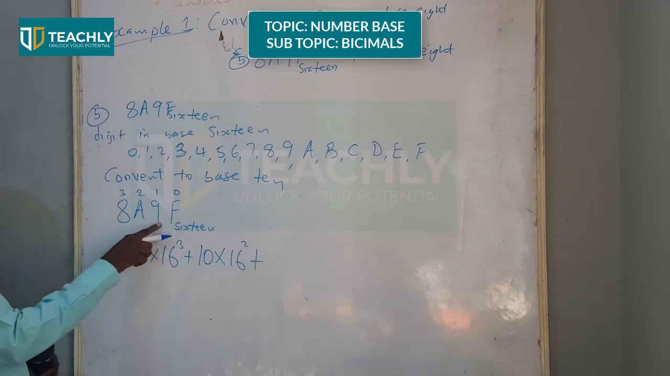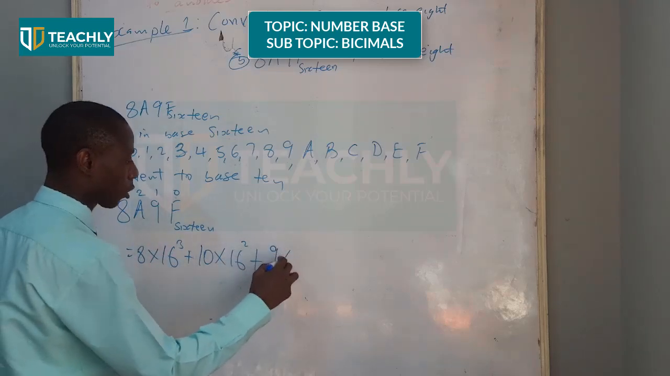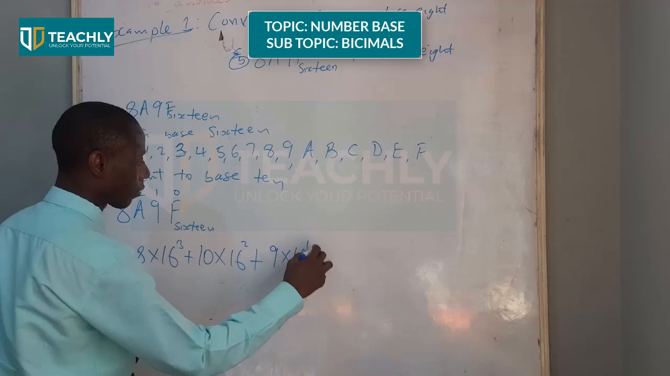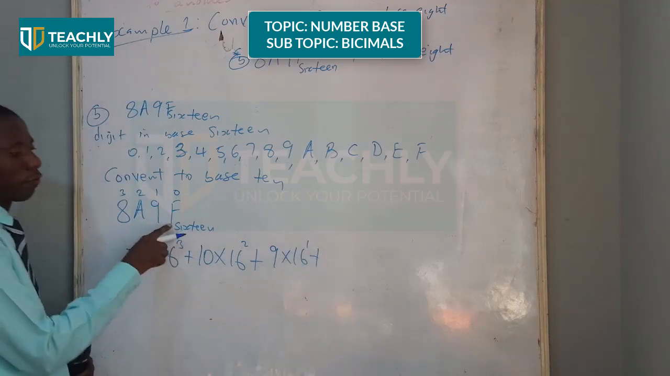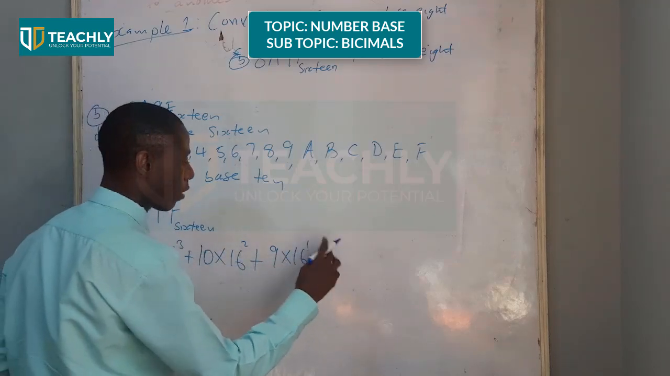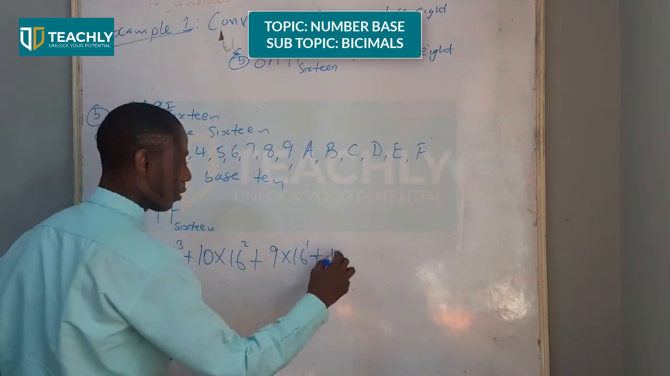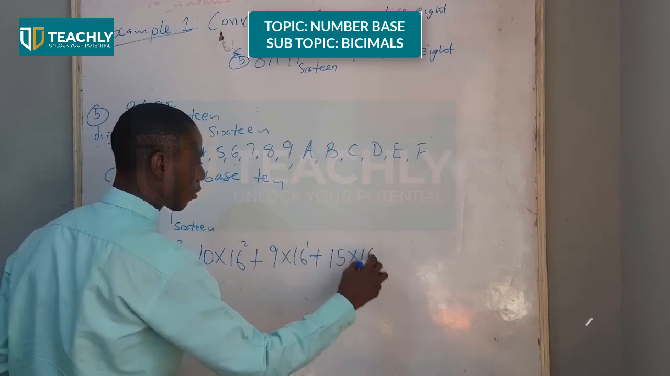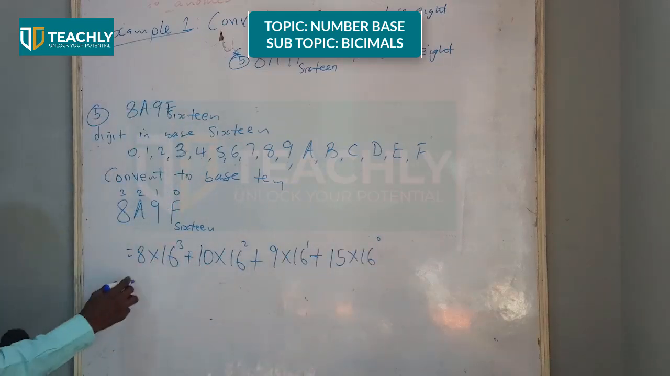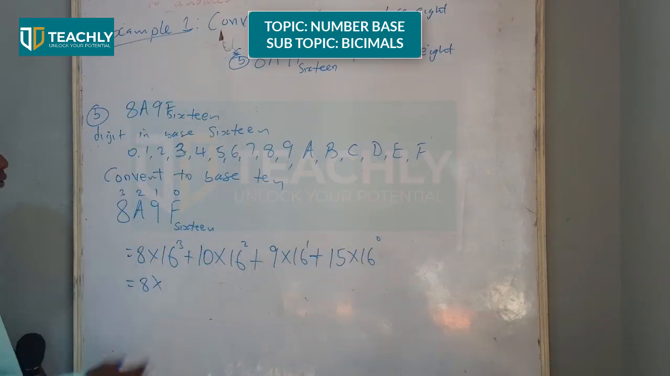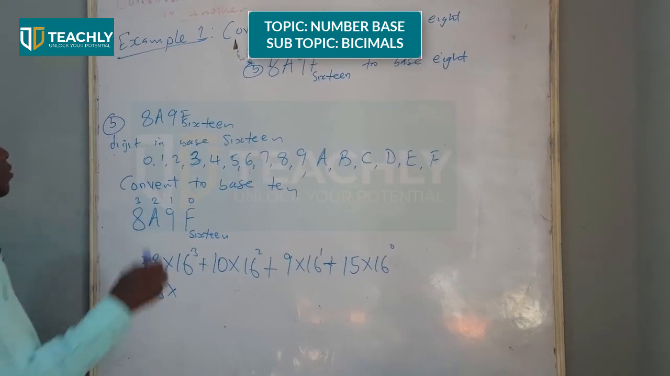Then the next one is 9, multiplied by 16 raised to the power 1. And the next one is F. F means 15, 15 multiplied by 16 raised to the power 0. Okay, 8 times 16 to the power 3 should give us what?